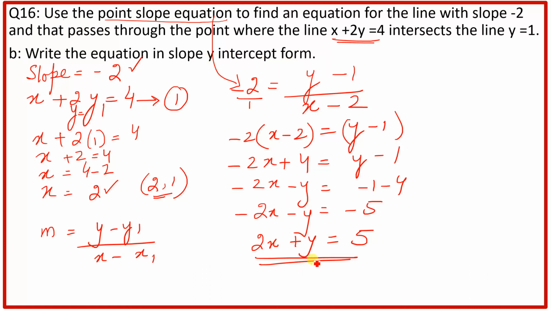Now part B: write the equation in slope y-intercept form. How will you write it? Y will remain the same here. Just take this negative 2x to the other side, and then 5. So this is the equation in the slope y-intercept form. If someone asks you what the y-intercept is, this will be it, but they are not asking for the y-intercept. The question is to write this equation, so just take this positive 2x to the other side of the equation, and it will be negative 2x.